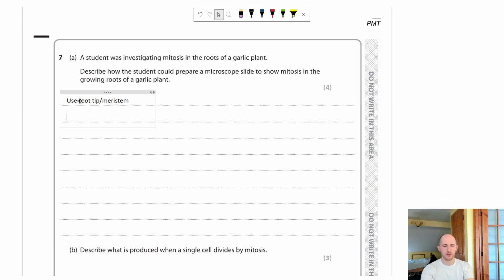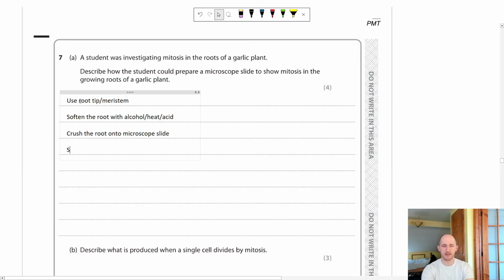The first thing you do is you would soften the root with alcohol or heat or acid or some way to kind of break down those strong cellulose bonds that you have. Then you're going to crush the root. That's why you soften it first, because crushing can be a bit tricky. Technically, you can skip the step if you want. Onto microscope slide. This step is really important, so I'd recommend always including it, but you need to stain the root. You can also name the stain that you're going to use, or like a dye or something. Then you're going to add a drop of water to the slide, and then add a cover slip.